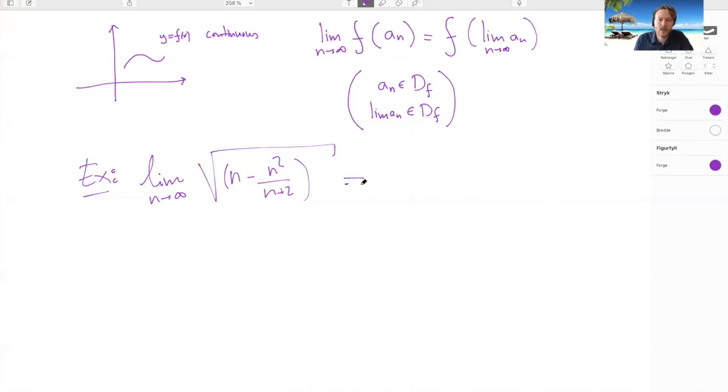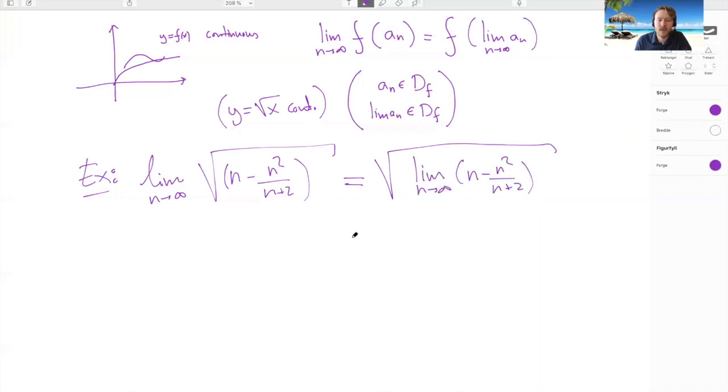Now, what can we do? Well, since y equals square root of x here is continuous, the graph basically looks like this, right? Since it's continuous, I can move the limit inside of the function. And here, this will look like that. And now I already know that this has the limit 2. We showed that in a previous film. So I get the square root of 2 here. And then I'm done. So this is a very practical little trick.